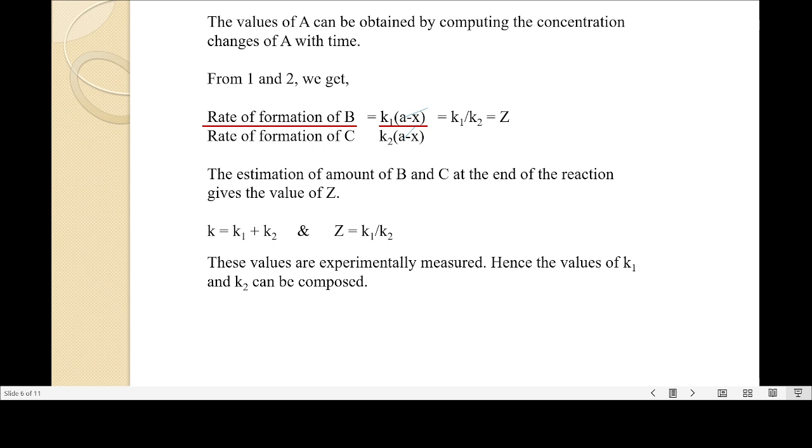So the values of A, that is the concentration of A, can be obtained by measuring the concentration of A with time. We should also know how much amount of B and C is formed, that is the Z. Z is nothing but the ratio of formation of B to the ratio of formation of C. Therefore, the estimation of the amount of B and C at the end of the reaction is given by the value of Z, which is equal to k1 by k2. So, considering the values of k and Z obtained by experimental measurements, the values of k1 and k2 are computed.